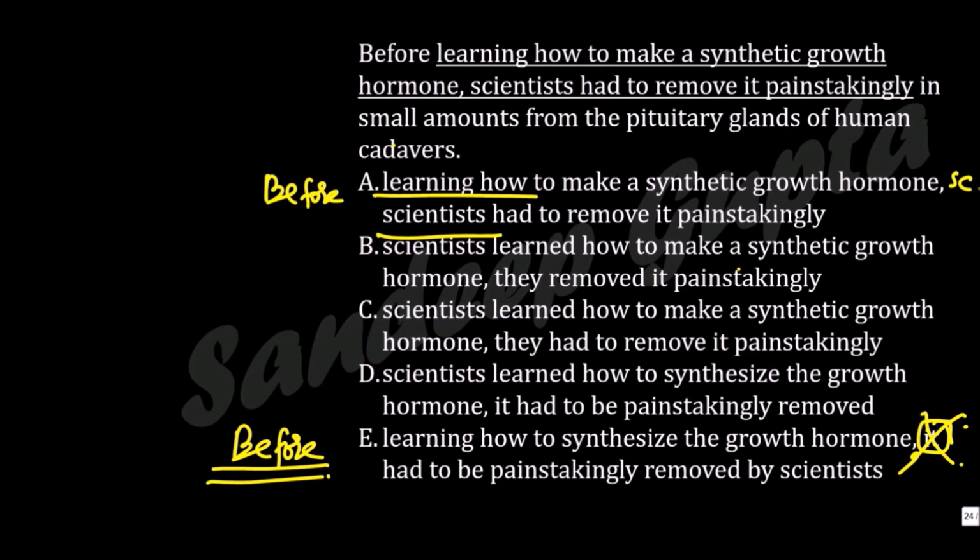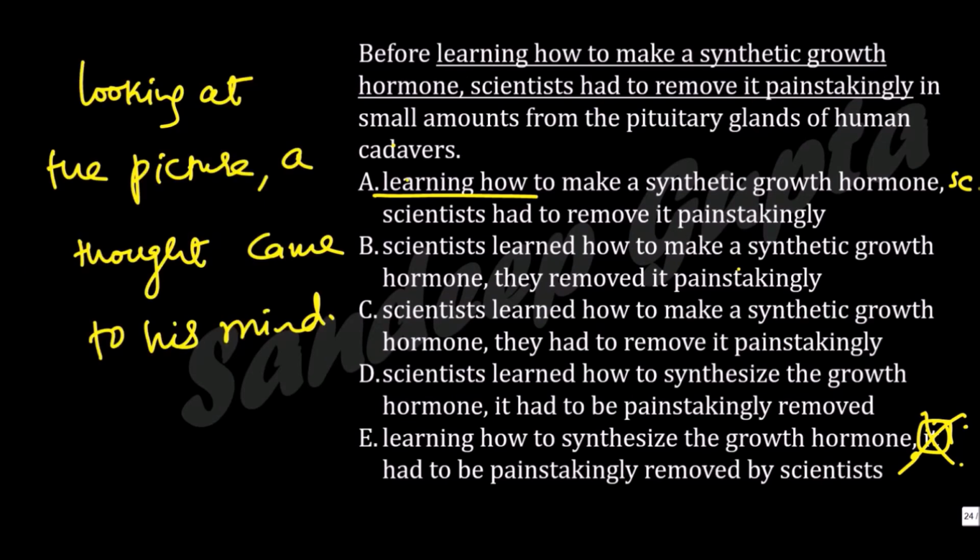It cannot come. This error is called misplaced modifier. Now if I give you a sentence something like this, "Looking at the picture, a thought came to his mind." While talking we may make all kinds of mistakes and we may actually talk like this, but imagine this: who is looking at the picture? If I said it like this, it will mean the thought was looking at the picture, whereas we know he was looking at the picture. So what is the correction here?